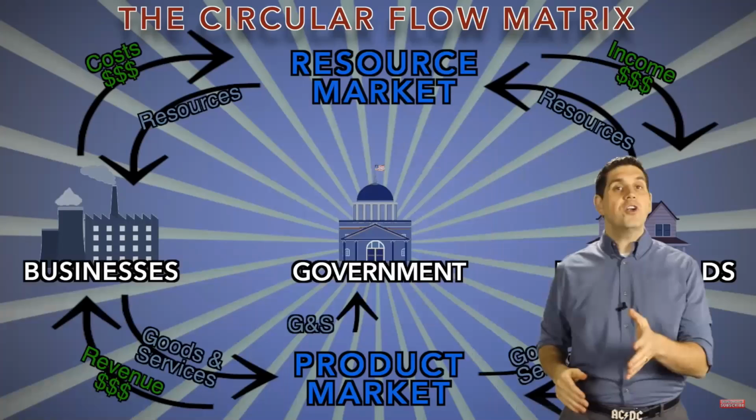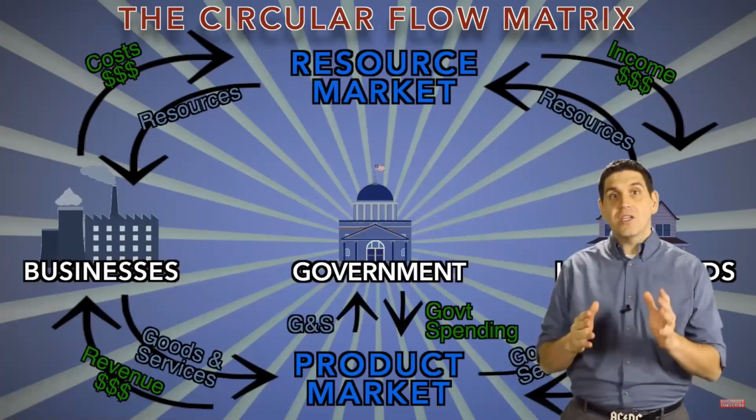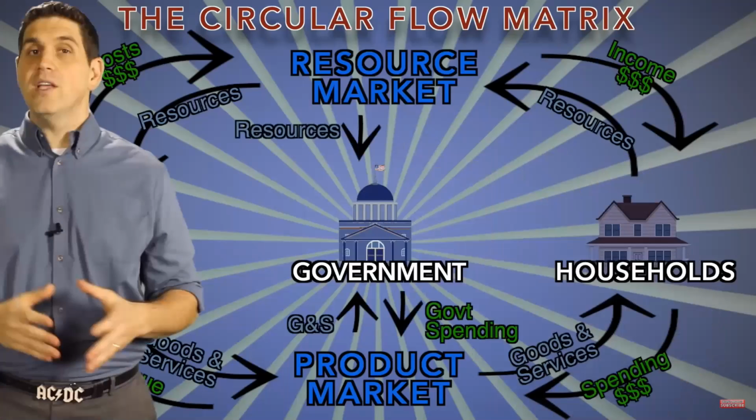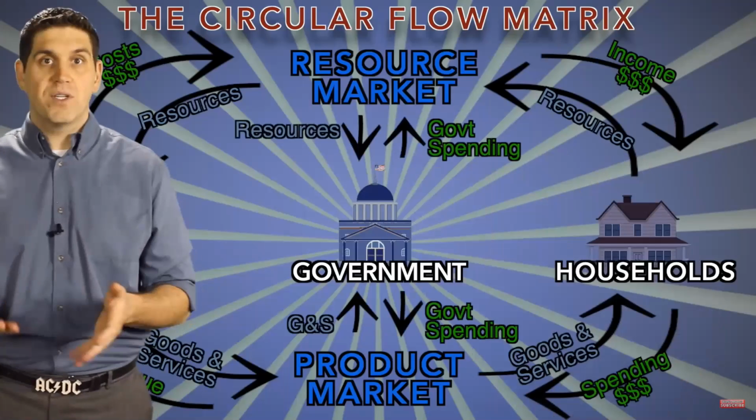First, the government buys goods and services from businesses in the product market, for example, fire trucks. And just like households, they pay for them. That's called government spending. The government also buys resources in the resource market, like teachers and firefighters. Again, it pays for those resources, which is again called government spending.